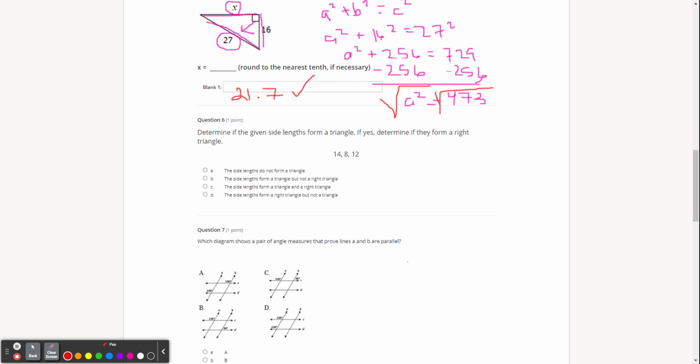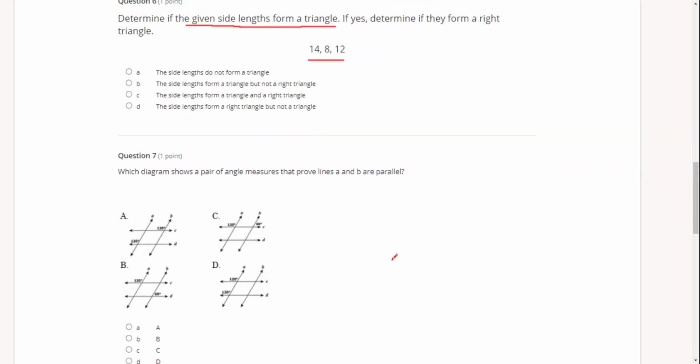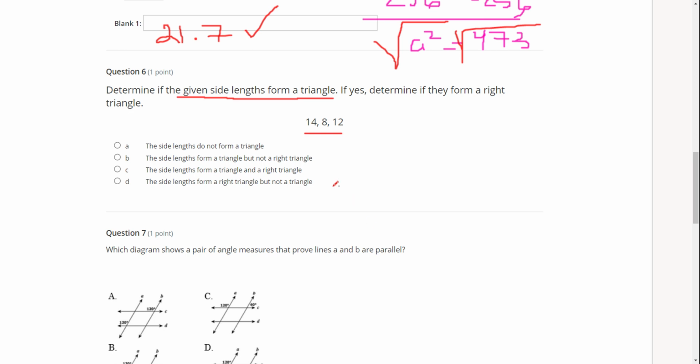The rest of the questions are review questions. How do I decide whether it is a triangle if I'm given 3 sides? What do I have to do? Add them together and what? So, small plus medium has to be what then large? Greater than large. Is it a triangle? Small plus medium is bigger than large. Does that work? 8 plus 12 is bigger than 14? For sure does. How do I decide whether it is a right triangle?